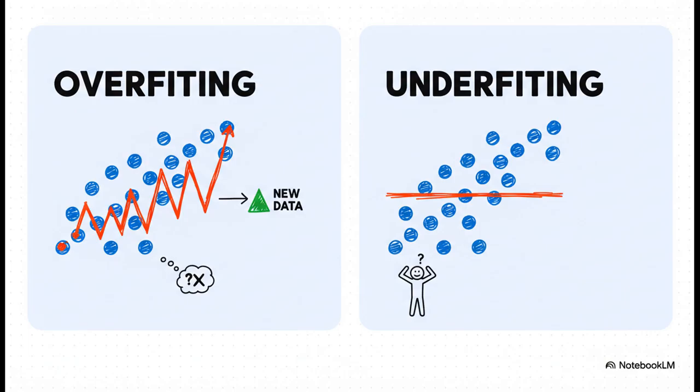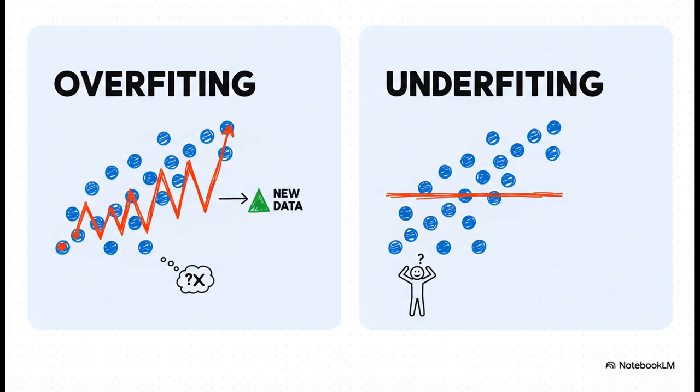And this one simple split immediately lets us spot two classic ways that models fail. On one side, you have overfitting. That's like the student who just memorized the answers. The model looks brilliant on the training data, but it completely falls apart on new stuff. On the other side, you have underfitting, which is like the student who didn't study at all.